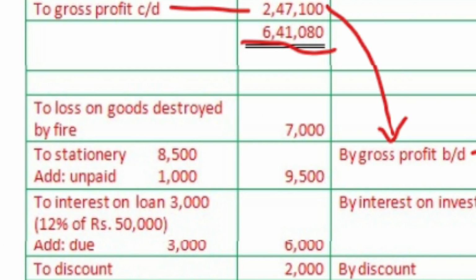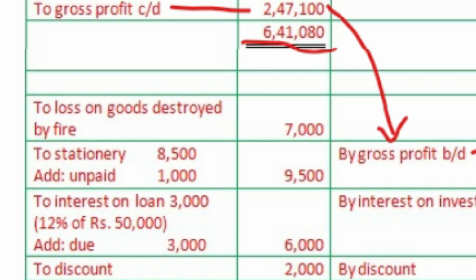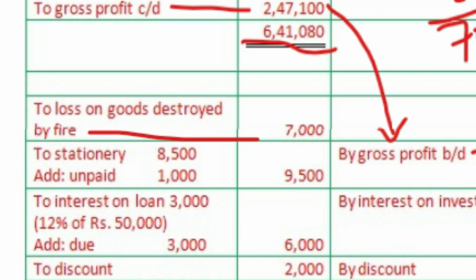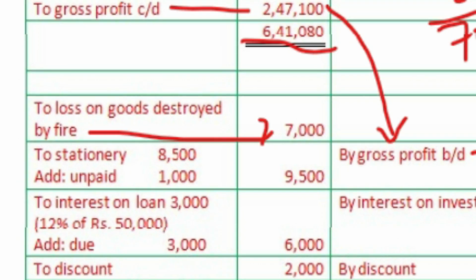Now, as I told you, the goods destroyed by fire are worth 15,000, and out of 15,000, 8,000 has been admitted by the insurance company, and the balance 7,000 is not admitted. It represents a loss, and this should be written on the debit side of the profit and loss account. The first item here is loss on goods destroyed by fire, 7,000 rupees.